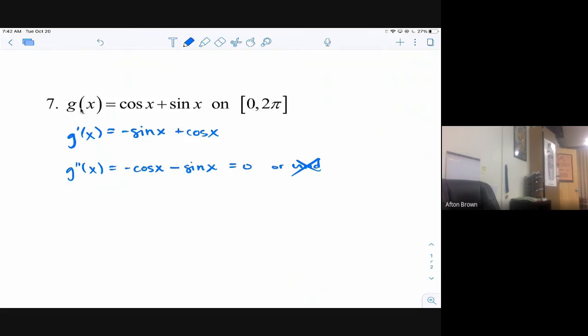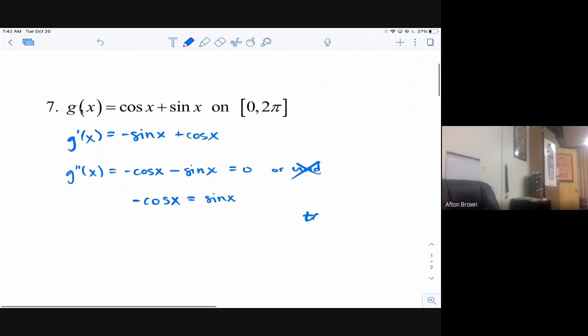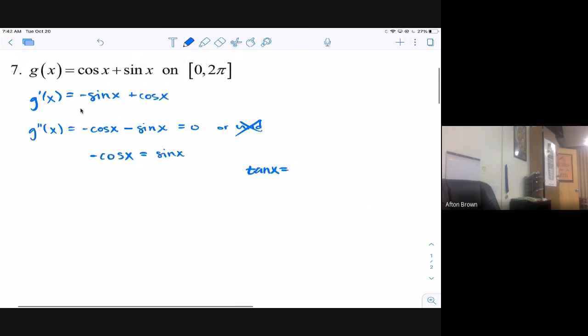So what I'm going to do is start by just adding sine over. If I add sine to the other side, I would have negative cosine x equals sine x. What trig function is defined as sine and cosine? What's another trig function besides sine and cosine? Tangent. So let's think about what we know about tangent. How is tangent defined? Sine over cosine.